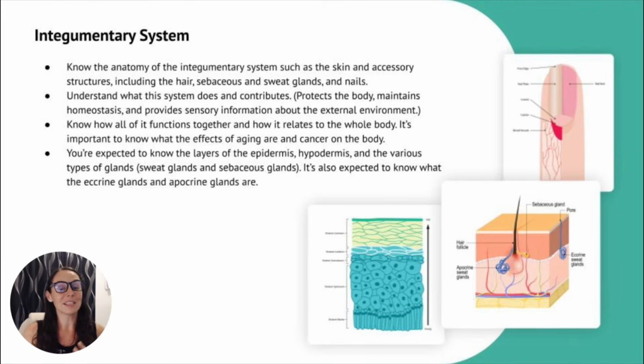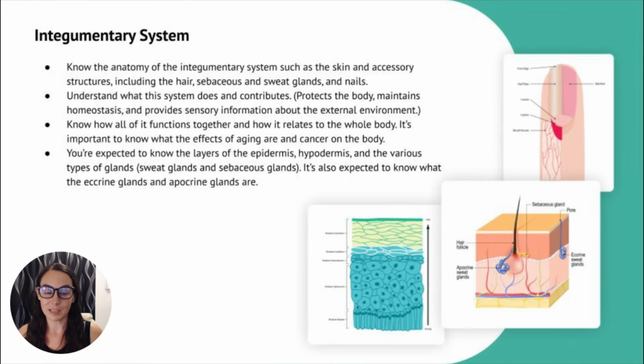The skin is the largest organ of the body. It has multiple functions that you need to be aware of. This includes protection and temperature regulation. You're going to be expected to know the layers of the skin. It's divided into three layers, which are the epidermis, dermis, and subcutaneous layer. The epidermis is the outermost layer, which consists of several layers you need to know. Within the dermis, which is the deeper layer, you'll find our hair follicles and glands.